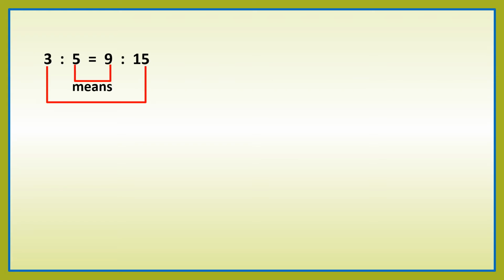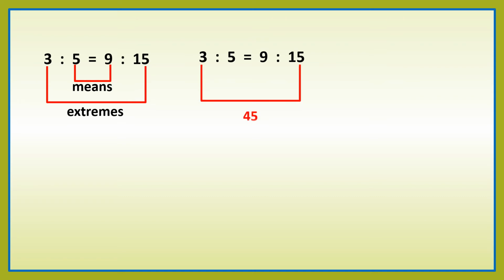Let us consider these ratios. 3:5 equals 9:15. 5 and 9 here, we call those the means. 3 and 15, we call those the extremes. Let us get the product of the means and the product of the extremes. 3 times 15 is equal to 45. 5 times 9 is also equal to 45.